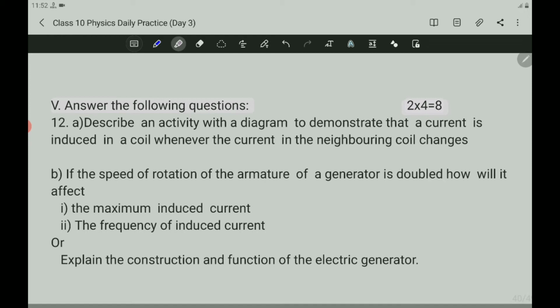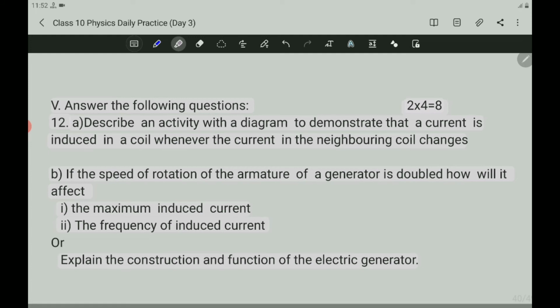Now let us take the first option, that is 12th question A. Describe an activity with a diagram to demonstrate that a current is induced in a coil whenever the current in the neighboring coil changes. And its B question, if the speed of rotation of the armature of a generator is doubled, how will it affect the maximum induced current and the frequency of induced current? And the choice question is, explain the construction and function of the electric generator.